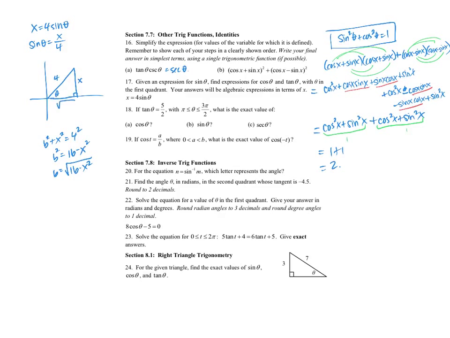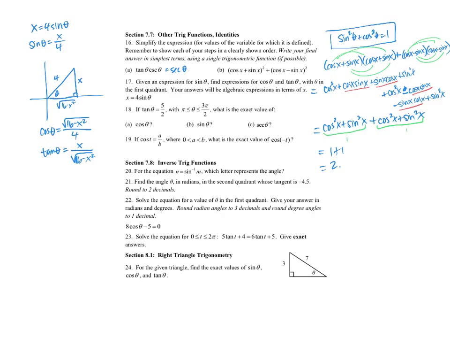So this is square root of 16 minus x squared. And so now I can write down my trig functions here. So I know that cosine of theta is going to be x over r, so it's square root of 16 minus x squared over 4. And tangent theta is opposite over adjacent, so it's going to be x over square root of 16 minus x squared. Okay, and that's that.